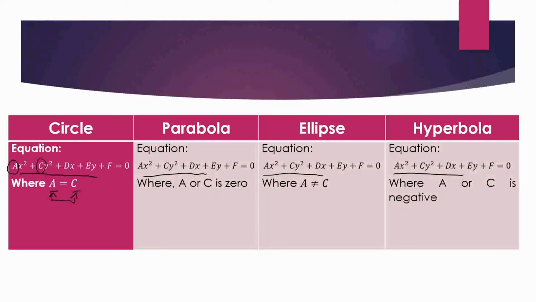Then, sa ellipse naman, both x and y are squared, but with different coefficients, but with the same sign. And then, sa hyperbola naman, both x and y are squared, but with different signs. So, either a or c is negative.